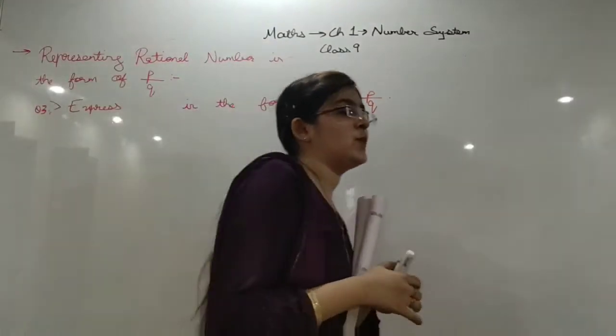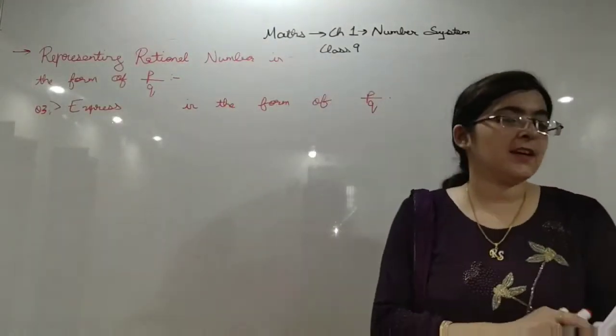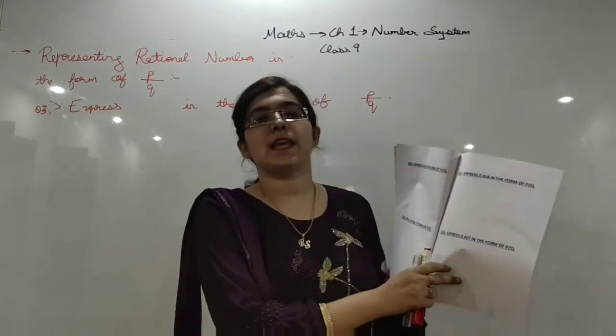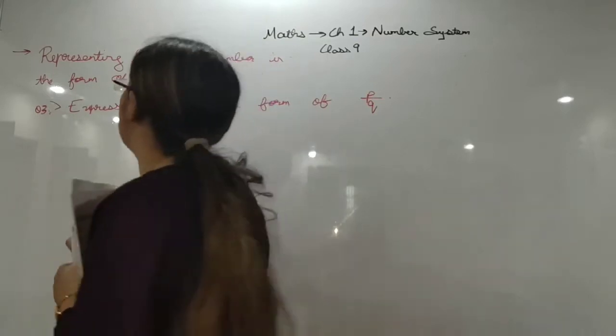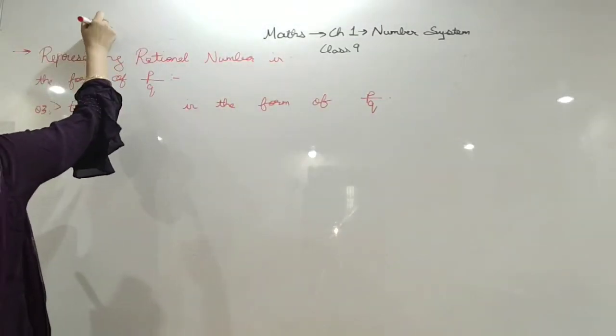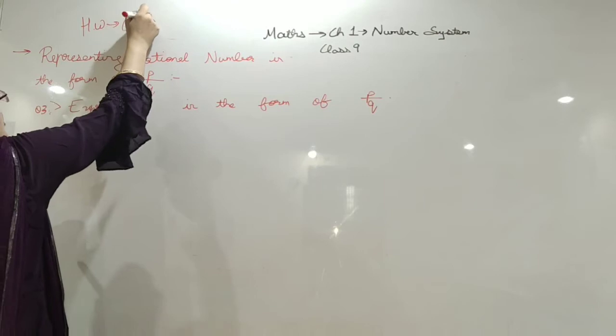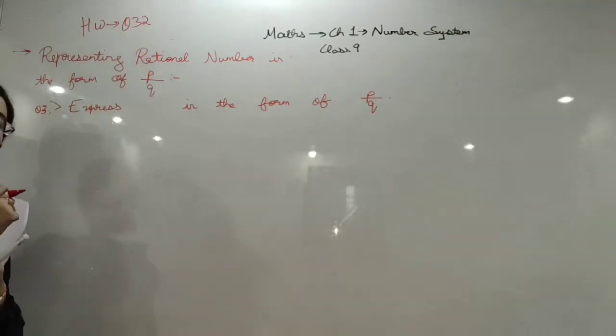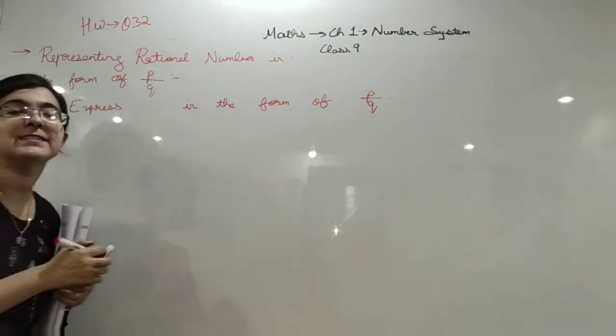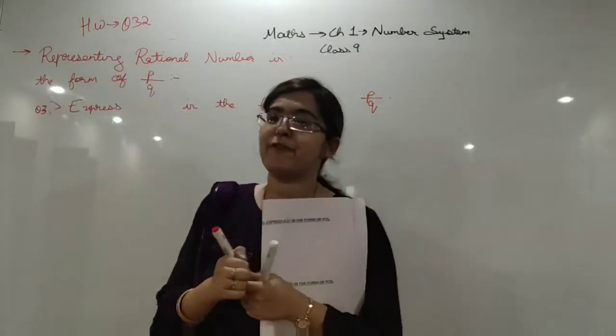Now students, see question number 32. It is same as question 31 that we have solved. So this will be your homework. Question number 32: only the digits are changed, rest it is same as question 31. You have to solve it. We will discuss the answer in our live class.